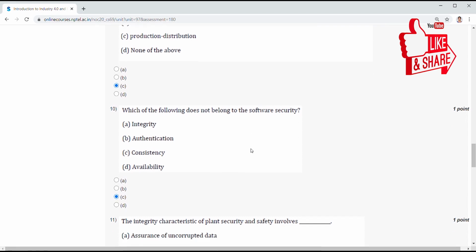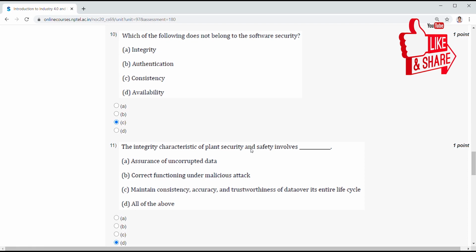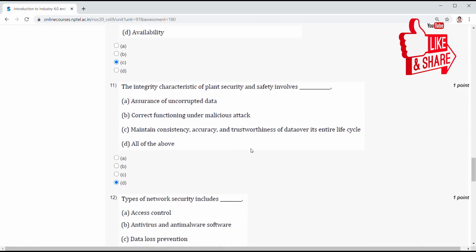Okay. Coming to the 11th question. The integrity characteristics of plant security and safety involve: A. Assurance of uncorrupted data, B. Correct functioning under malicious attack, C. Maintaining consistency, accuracy and trustworthiness of data over its entire life cycle, D. All of the above. And the right answer is all of the above.